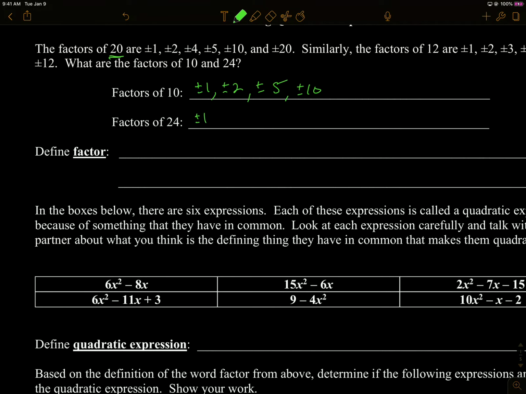24: 1 divides into 24, 2 divides into 24, 3 divides into 24, 4 divides into 24, 5 does not, 6 does, 7 does not, 8 does, 9 does not, 10 does not, 11 does not, 12 does. Once we get to the halfway, the only last one is 24 itself.